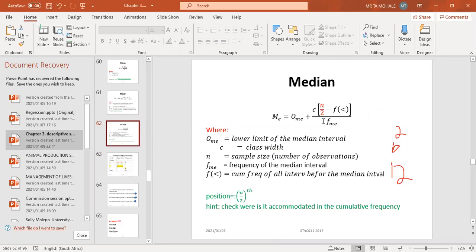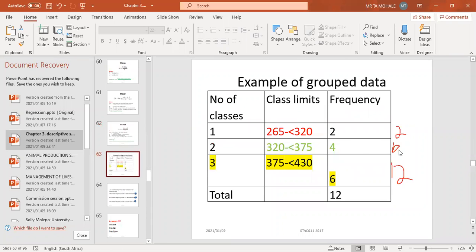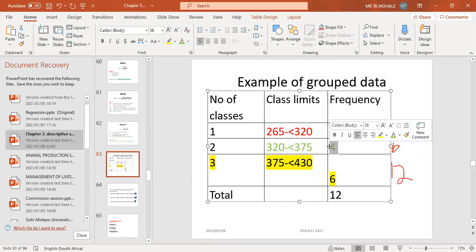divided by f median. It's the frequency of the median. So your median is here, and then the frequency in this row is 4. So that will be your f median. You calculate, your answer should be between 320 and 375. What did you get? 375. Do you know why you got 375?